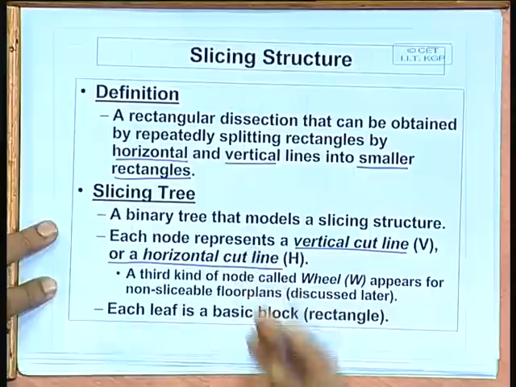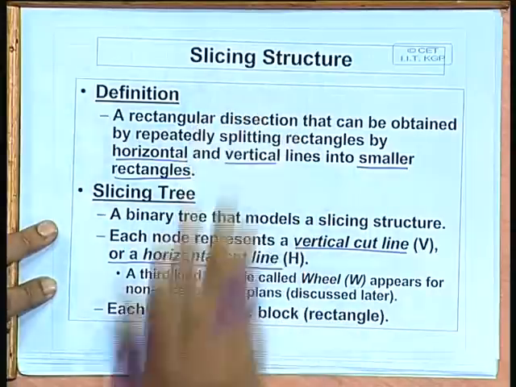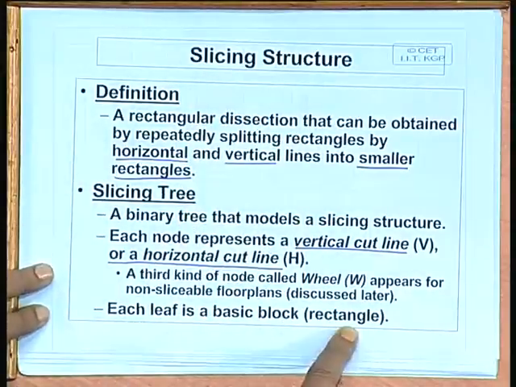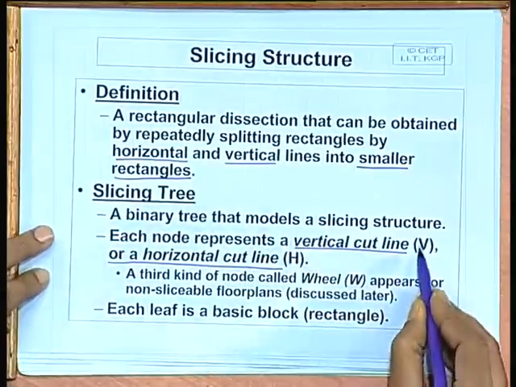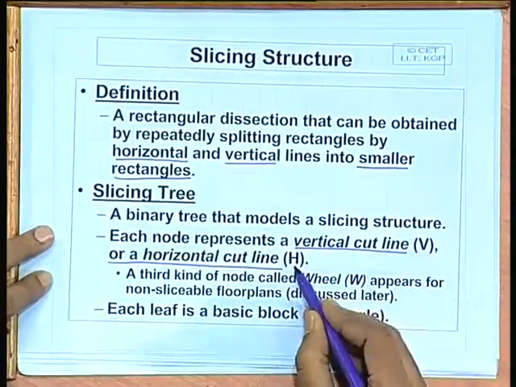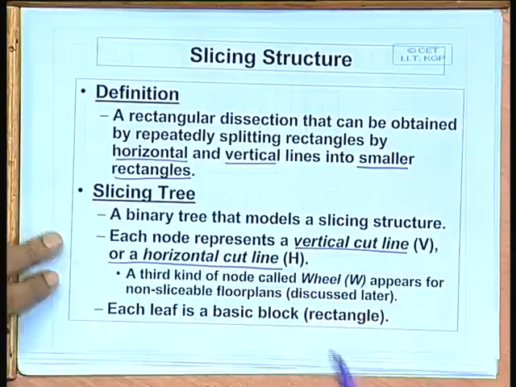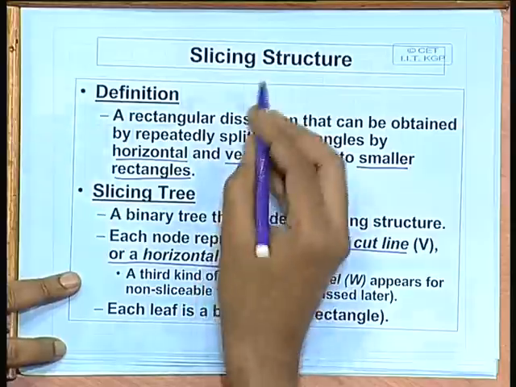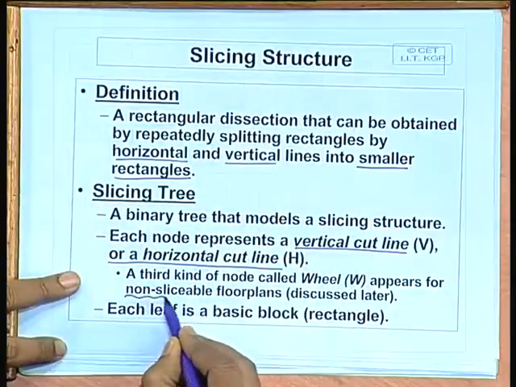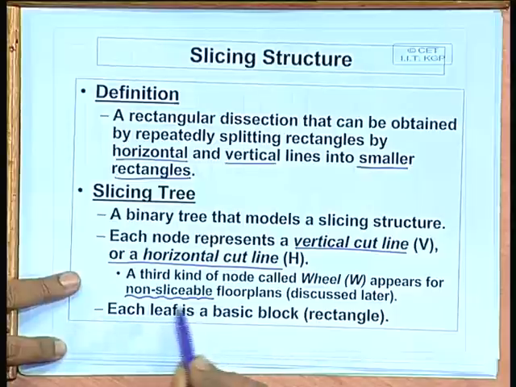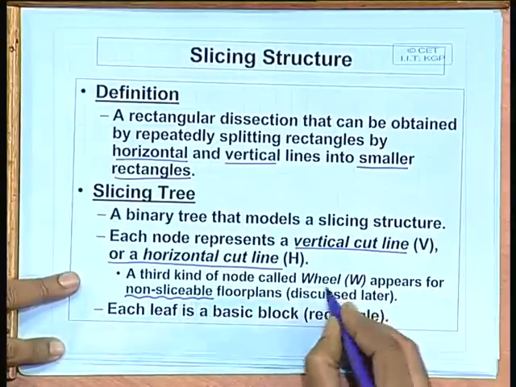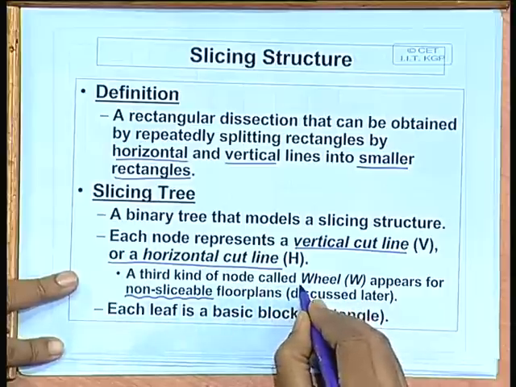So, if it is a purely sliceable structure where you can get each of the basic blocks at the low level by horizontal and vertical slices, then you can have a tree with V and H nodes only. But we will see subsequently that some of the floor plans may not be sliceable using horizontal and vertical cuts alone. These are called non-sliceable floor plans, and in those kinds of floor plans we may introduce another third kind of node called a wheel.